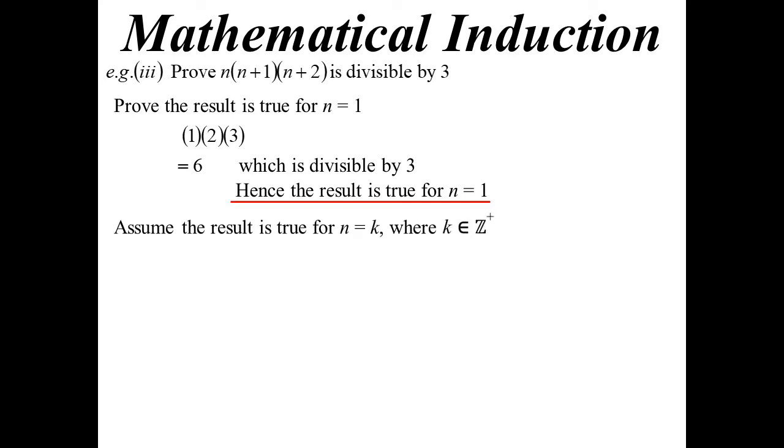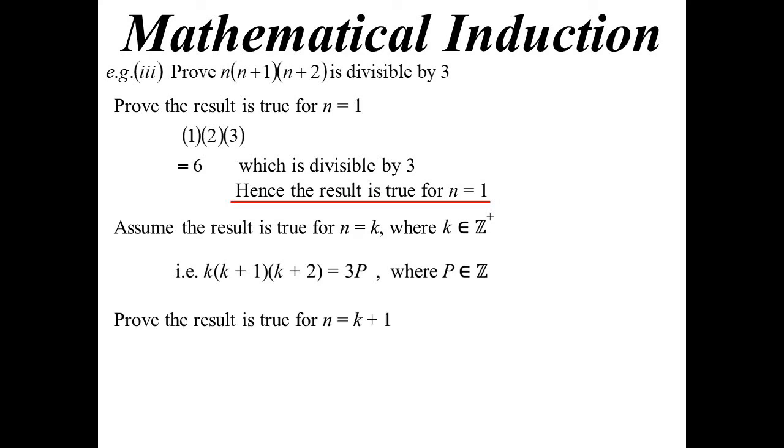My assumption then, I'm going to assume it's true for any value, where k is some positive integer. Well, how do I write this assumption down? I write it down like this, because if it's divisible by 3, it must be true that it's equal to 3 times some integer. So I've written 3p where p is an integer. Now, it doesn't necessarily have to be a positive one, because negative 6 is divisible by 3 as well. So p is just some integer. That's my assumption.